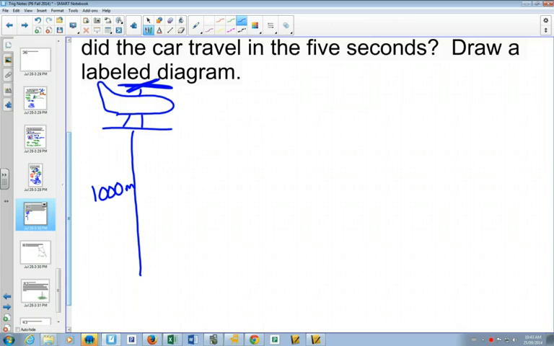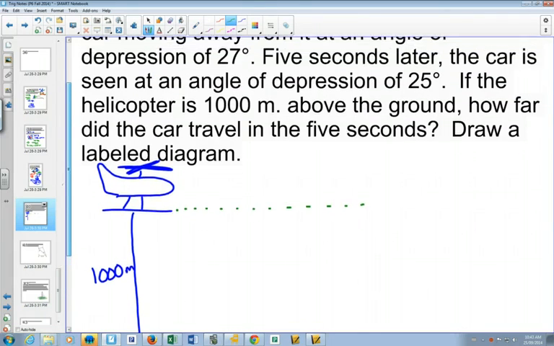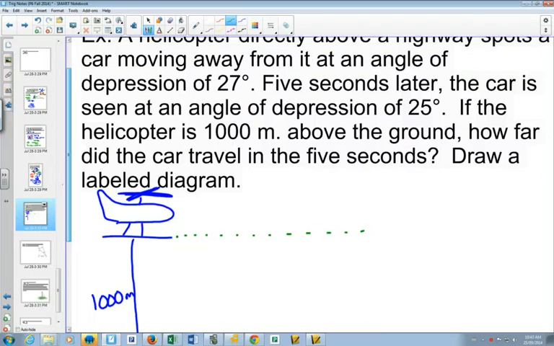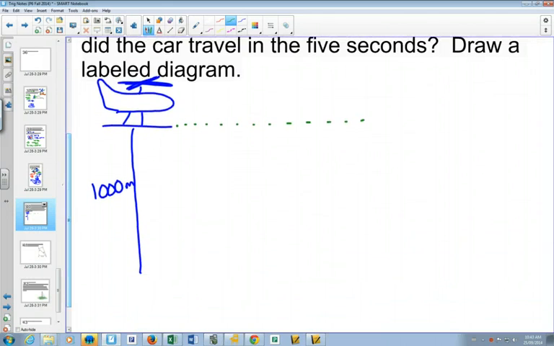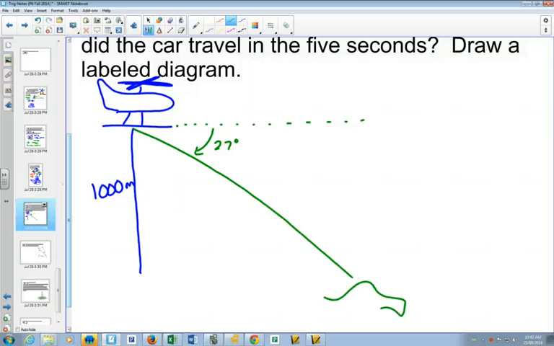Now an angle of depression is from a horizontal line looking down. So I'm going to just draw a horizontal line out from my helicopter. And at first, it sees the car at an angle of depression of 27 degrees. So I need to go down 27 degrees and hit a line, and then here's my car. Beautiful.